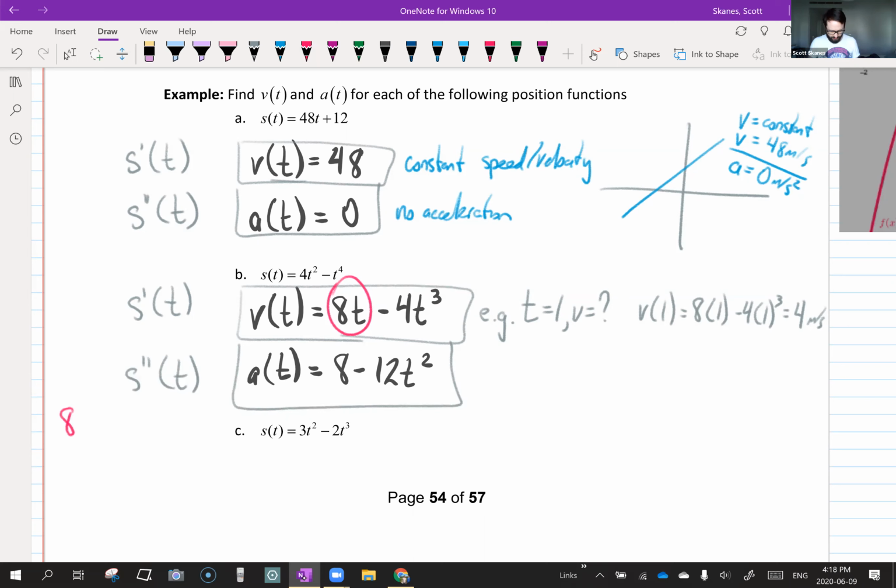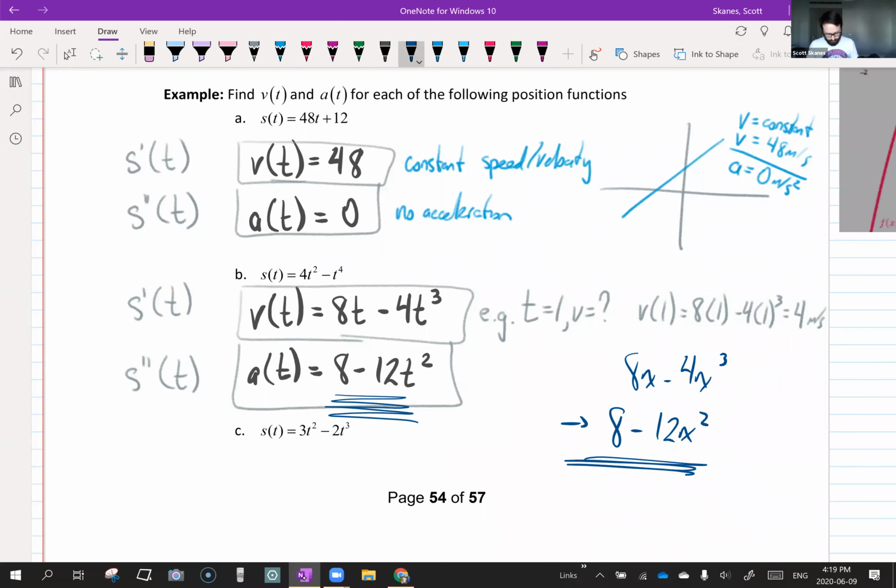Sorry, my computer's going a little slow here and fighting me as usual. But yeah, think of it this way, 8x minus 4x cubed. There's no way you'd have problems with that. That's 8 minus 12x squared. We've been doing hundreds of those. So I know you can do it. And that's why we have this. Same thing.